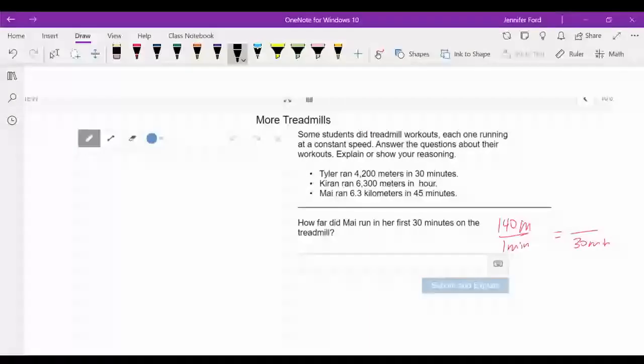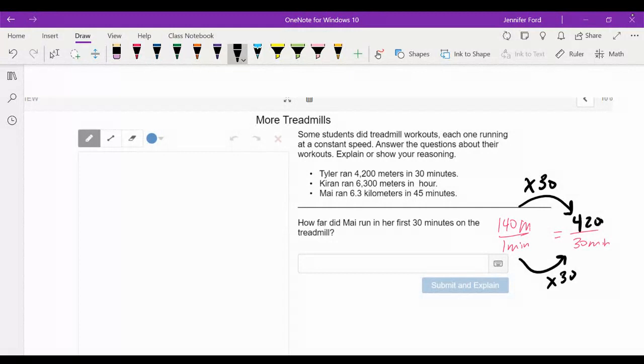So if you already knew that, times 30, 4,200 meters in 30 minutes, which makes sense because it should be the same as Tyler. But if you didn't notice that, or if you did it a different way, or if you asked me in class, because I was looking at this problem independently of the other problems, so we've got minutes and kilometers.